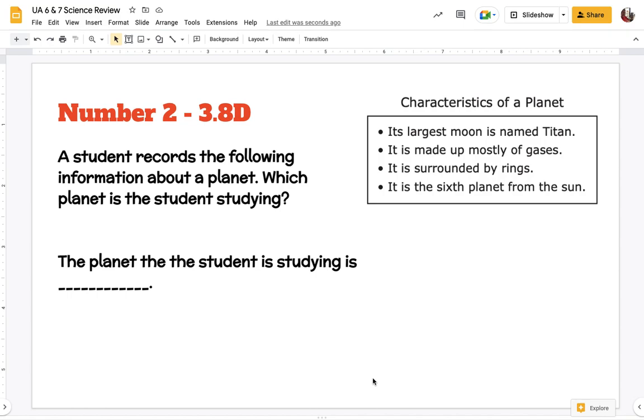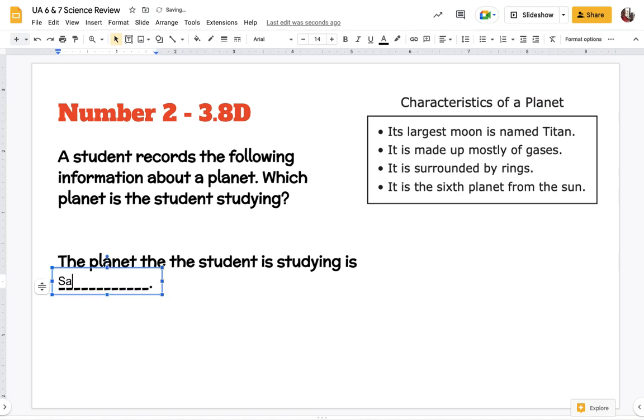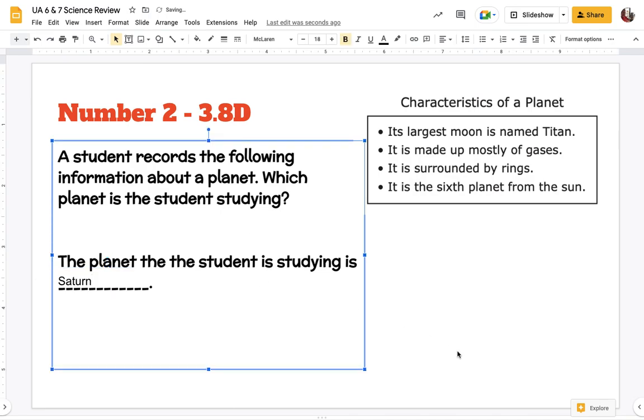Okay? Question number 2. A student records the following information about a planet. Which planet is the student studying? So if I look over here at my chart or my list, it says characteristics of a planet. Its largest moon is named Titan. It is made up mostly of gases. Oh, it's surrounded by rings. And it is the 6th planet from the sun. So if you know your planet order and you know the planet that has rings around it, and it is known for its rings, you should know that the answer is Saturn. Okay? Hopefully you got that.